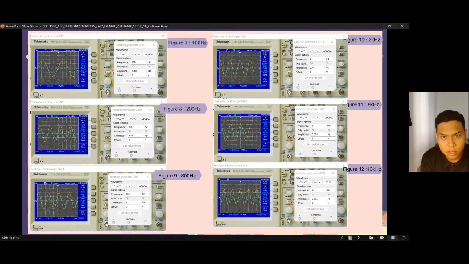Figure 7 until figure 12 below is the proof that we use simulation to find V out. As you can see, we are adjusting the frequency and amplitude to find the V out from channel 2. The channel 1 V in, which is in volt peak to peak, must stay at 4 volt.